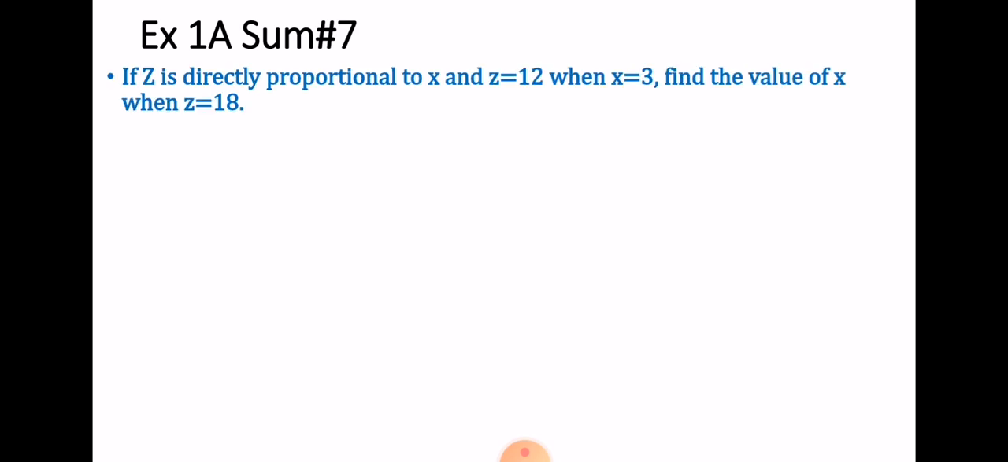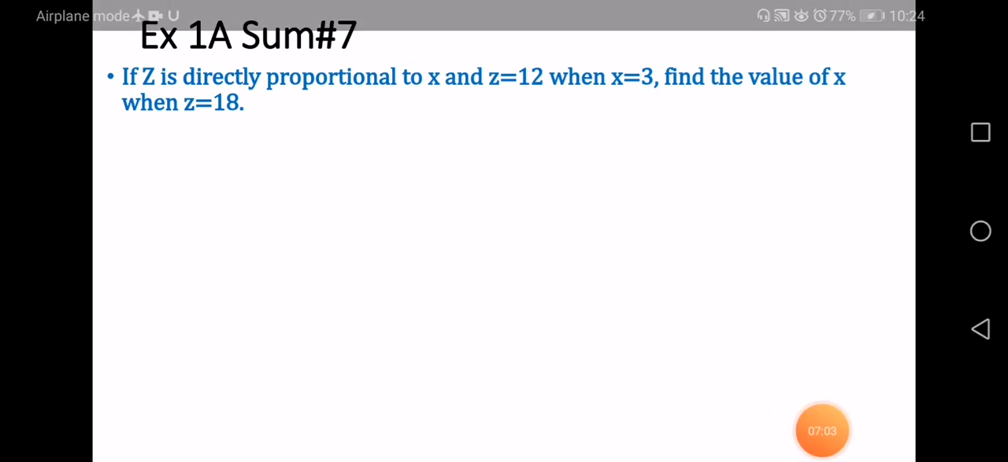Now move towards the next question, sum number 7. Sum number 7 is, if z is directly proportional to x and z is 12 when x is 3, find the value of x when z is 18. First of all, a relation is given that z is directly proportional to x. Then z is 12 when x is 3. So using z is equal to 12 and x is equal to 3, we can find the value of the constant. So let's move.